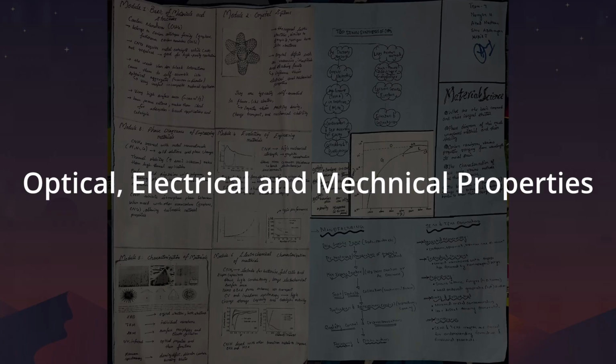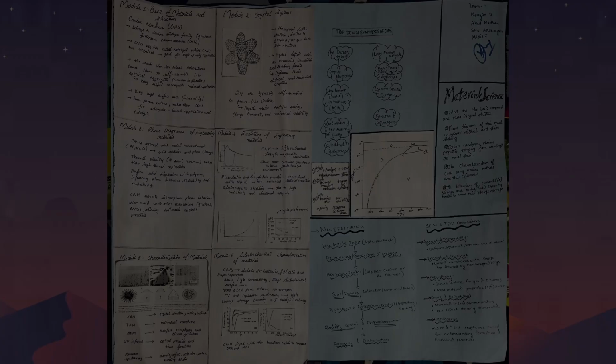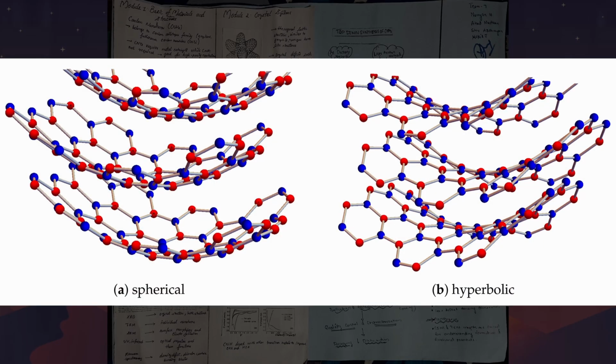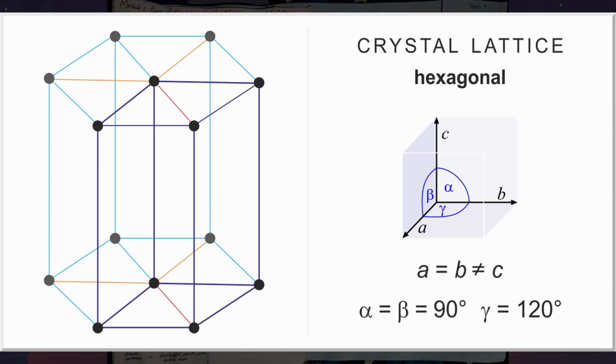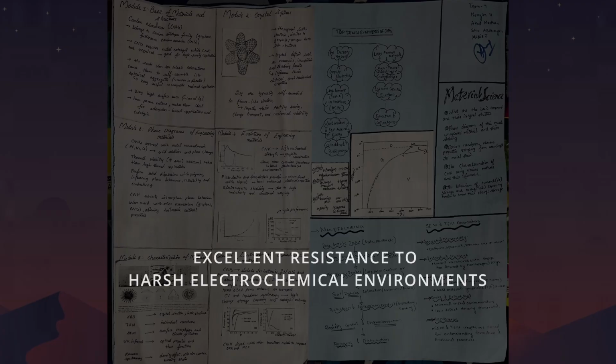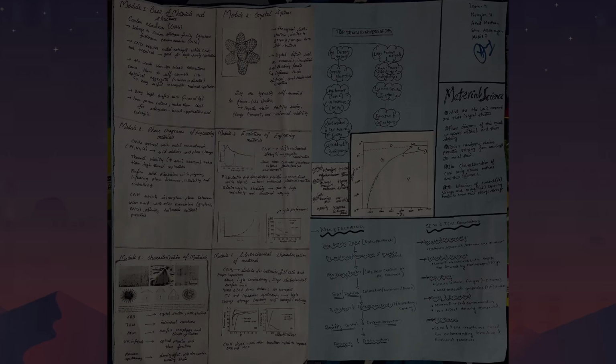Optical, mechanical, and electrical properties. Carbon nanohorns exhibit unique optical properties that arise from the curved graphene-like structure. Mechanically, they have high strength and stability due to a robust hexagonal lattice similar to graphene. These nanohorns also demonstrate excellent resistance to harsh electrochemical environments, making them highly corrosion resistant.